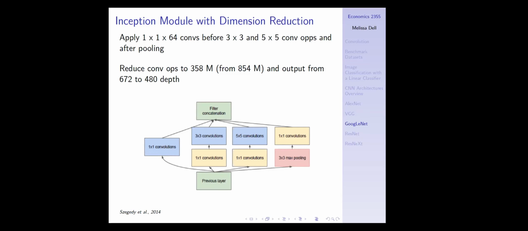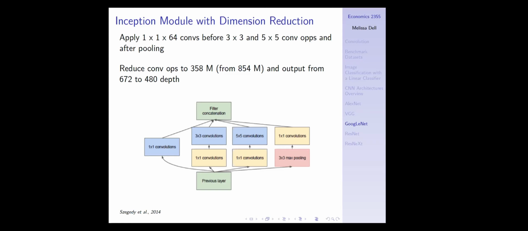There's a 1x1, a 3x3, a 5x5 conv layer, and 3x3 max pooling in each inception unit. But now, before you apply the 3x3 and the 5x5 convolutions, you apply 1x1 convolutions to decrease the depth. And you also apply that same 1-by-1 convolution to decrease the depth after your max pooling. And so this reduces the conv operations from 854 previously to 358. And it also reduces the output depth from 672 to 480.